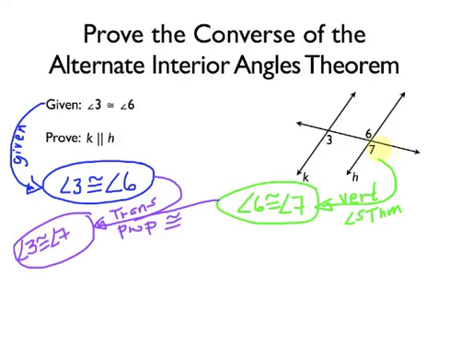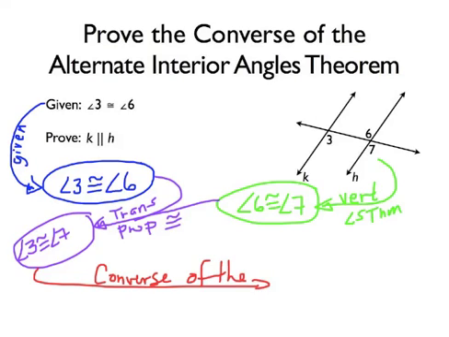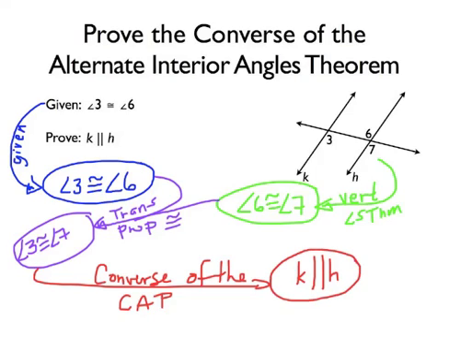But wait a minute, angles 3 and 7 are corresponding angles. And lo and behold, we just learned the converse of the corresponding angles postulate. And that says that if the corresponding angles are congruent, then the lines that are intersected by the transversal are parallel. So we just proved that line K is parallel to line H. Does the flowchart proof help you see how things are connected better?